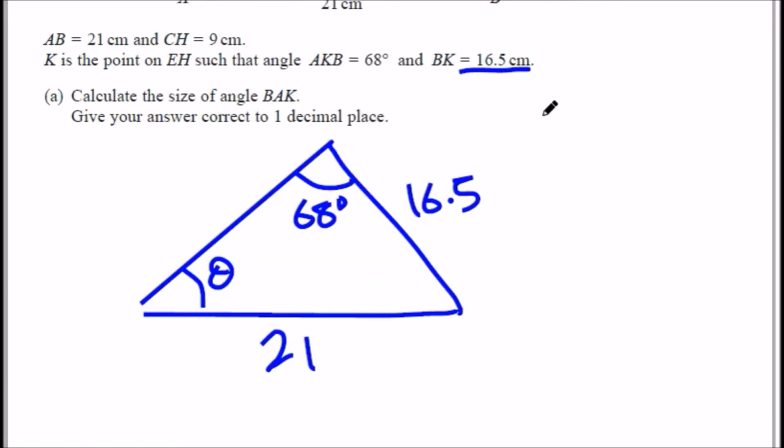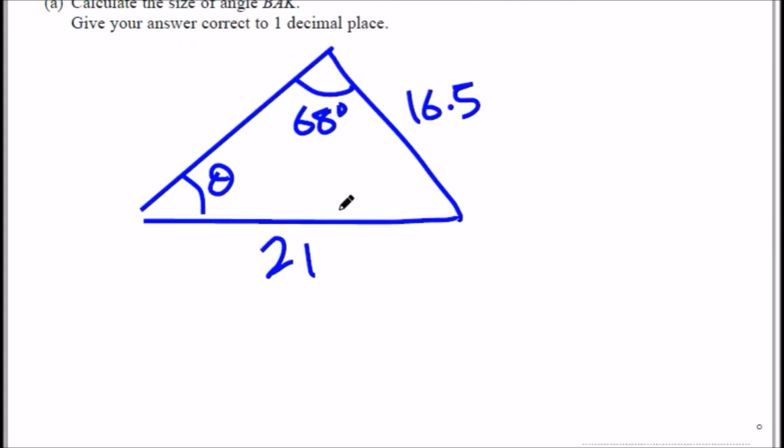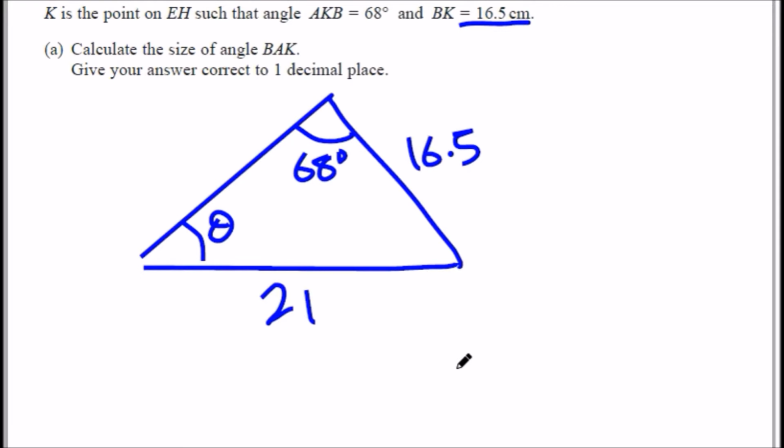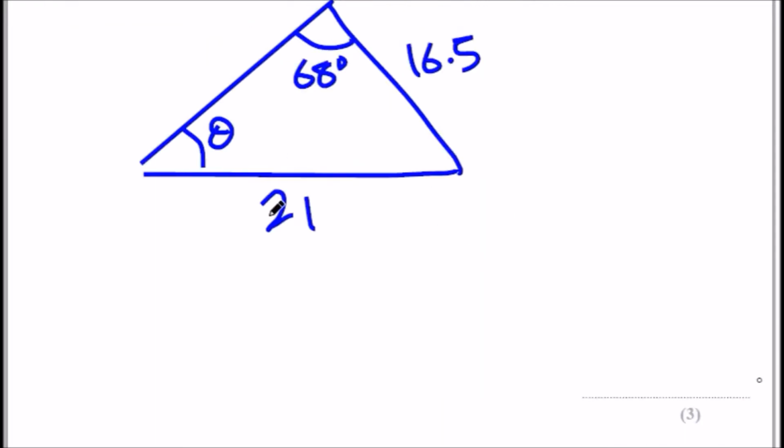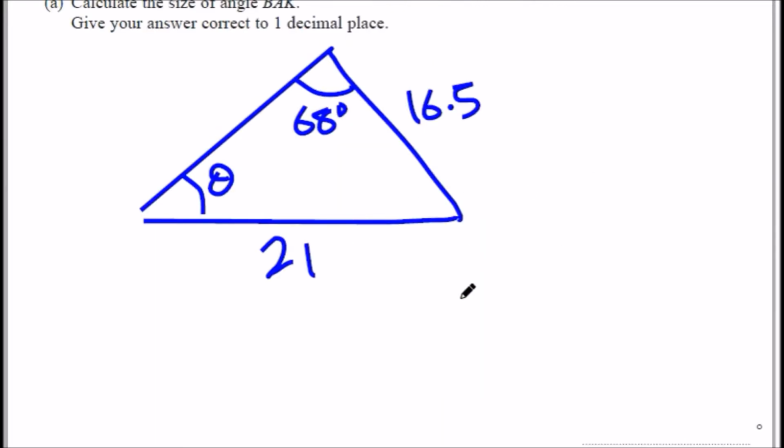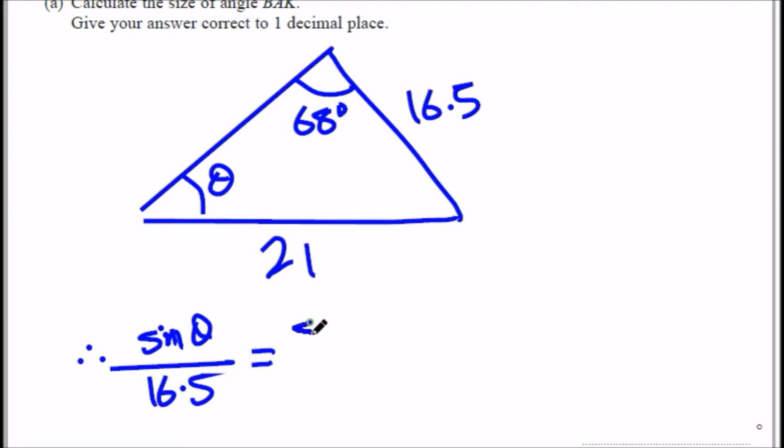Now we ask ourselves, what is the best method to use? You can see clearly that you've got a length and angle on both opposite ends, so the only rule to use would be the sine rule. The sine rule tells us that the formula is always a over sine A equals b over sine B, or upside down. So it's the ratio of the sides. Therefore, sine theta over 16.5, its corresponding length, equals sine 68 over its corresponding length, which is 21.